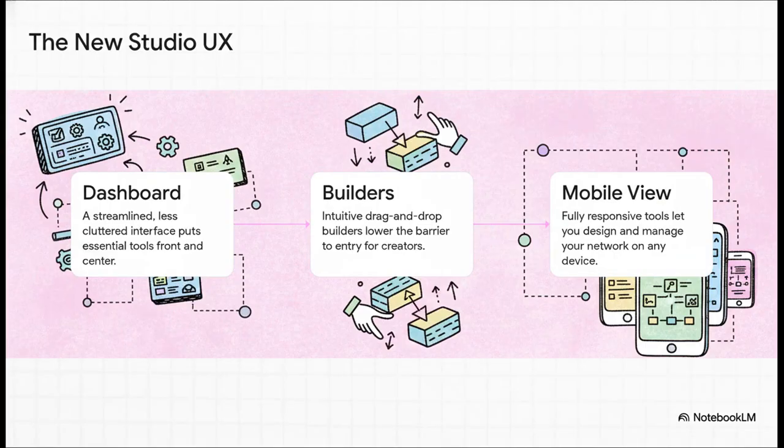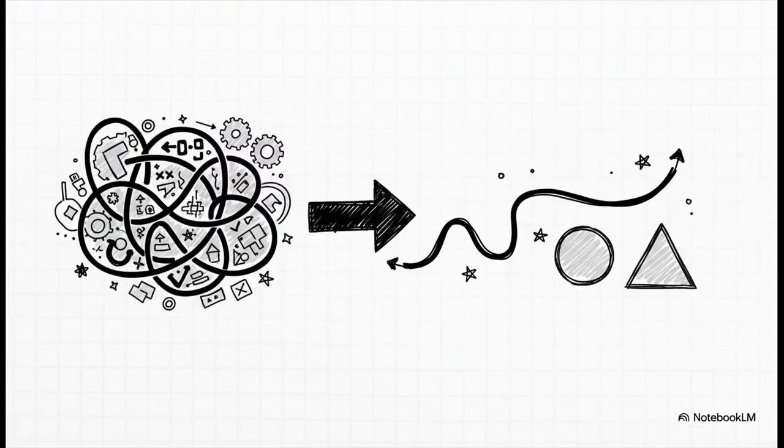The new Studio is designed to be incredibly accessible. They've got a much cleaner dashboard, so you're not digging through menus. The drag and drop tools mean pretty much anyone can build something cool. No coding required, and you can even do the whole thing right from your phone. The whole point here is speed and simplicity. It's about taking all the technical complexity out of building a social network so the creators can actually focus on what matters, building their community, not fighting with their tools.